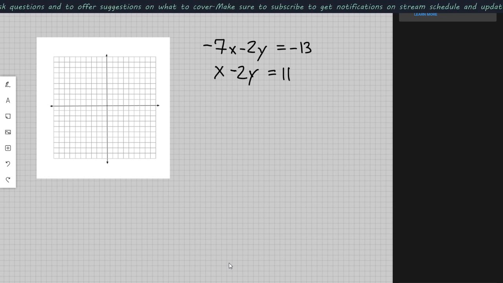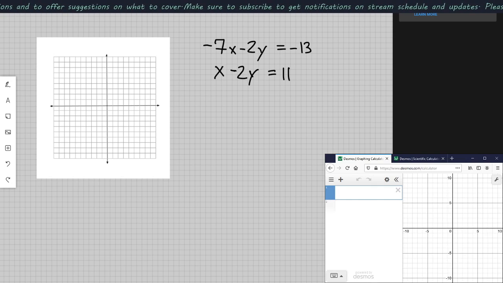I'll leave Desmos open. And then feel free to ask questions if you need to. All right. So for the graphing portion, you need to make sure that this is in slope-intercept form, which this is not. It's in standard form.